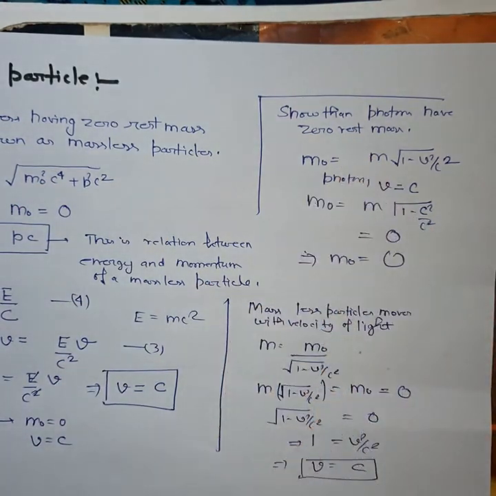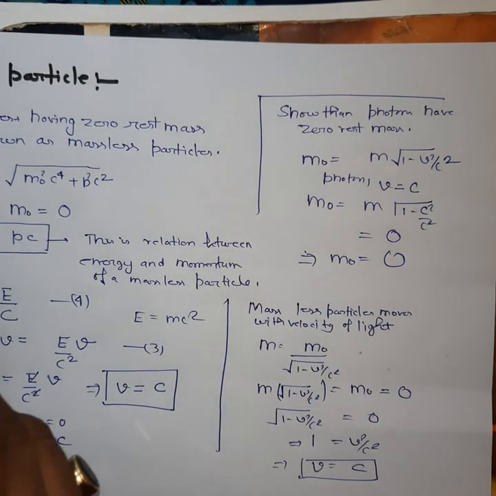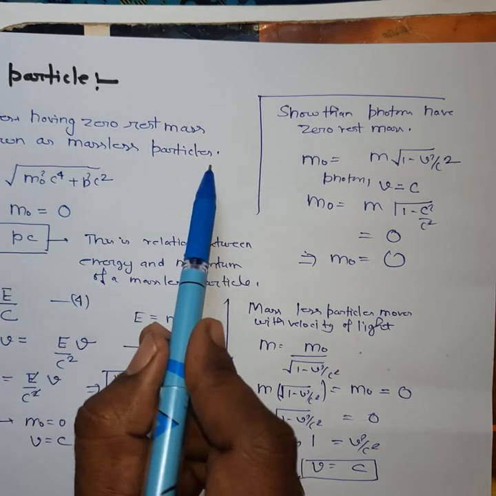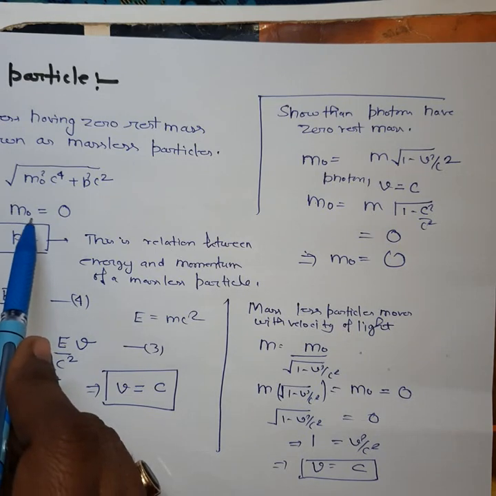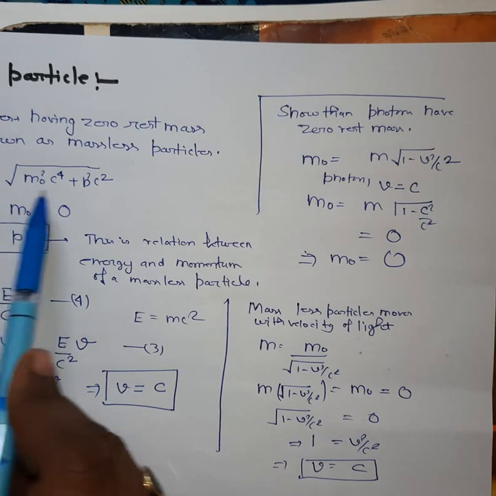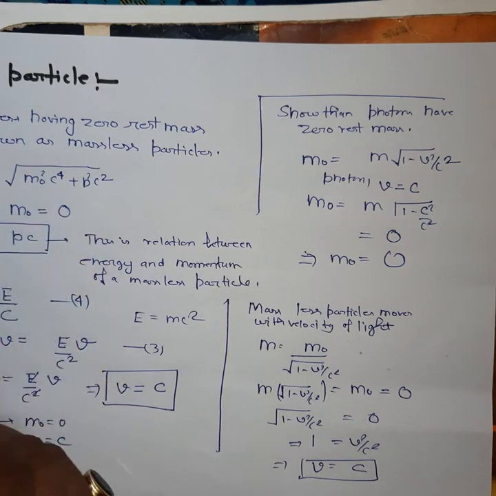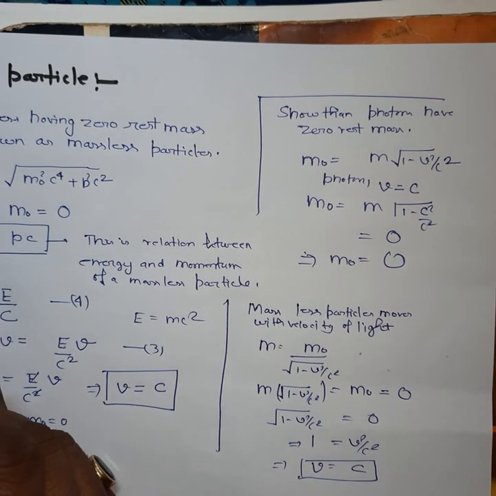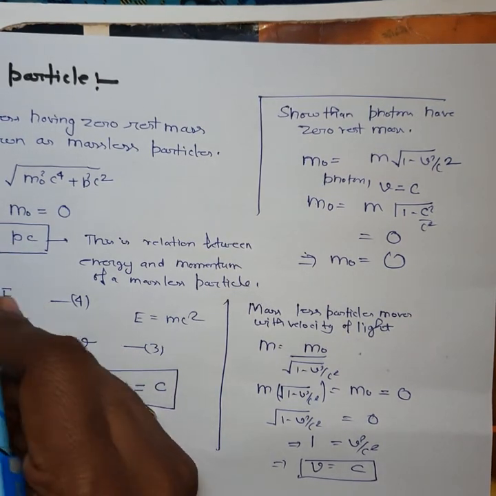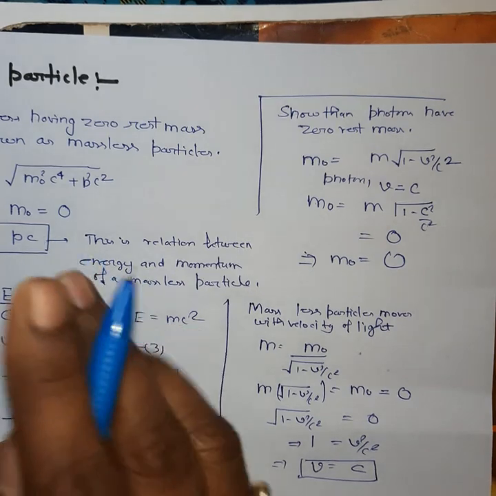So many types of questions can be asked in the exam. The main definition is that the particles having zero rest mass are known as massless particles, and if m naught is equal to 0, then from the relation between energy and momentum of a relativistic particle, you can get the relation for energy and momentum of a massless particle. So E is equal to pc. Wherever you have to write the relation between energy and momentum, you can write this expression only for massless particles.